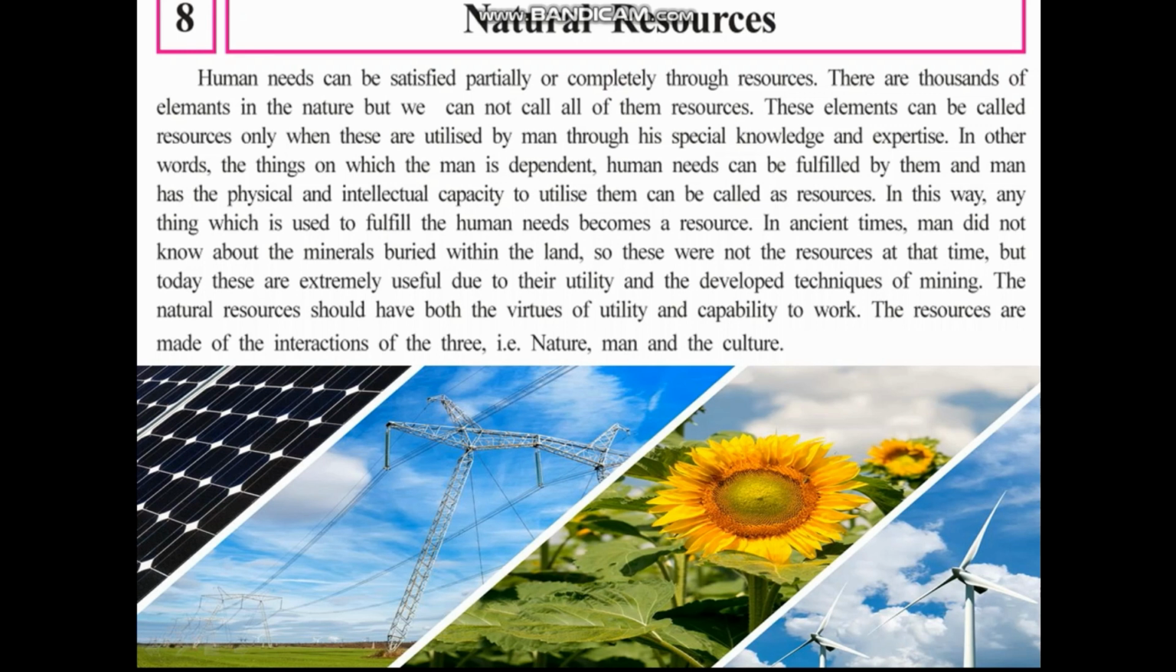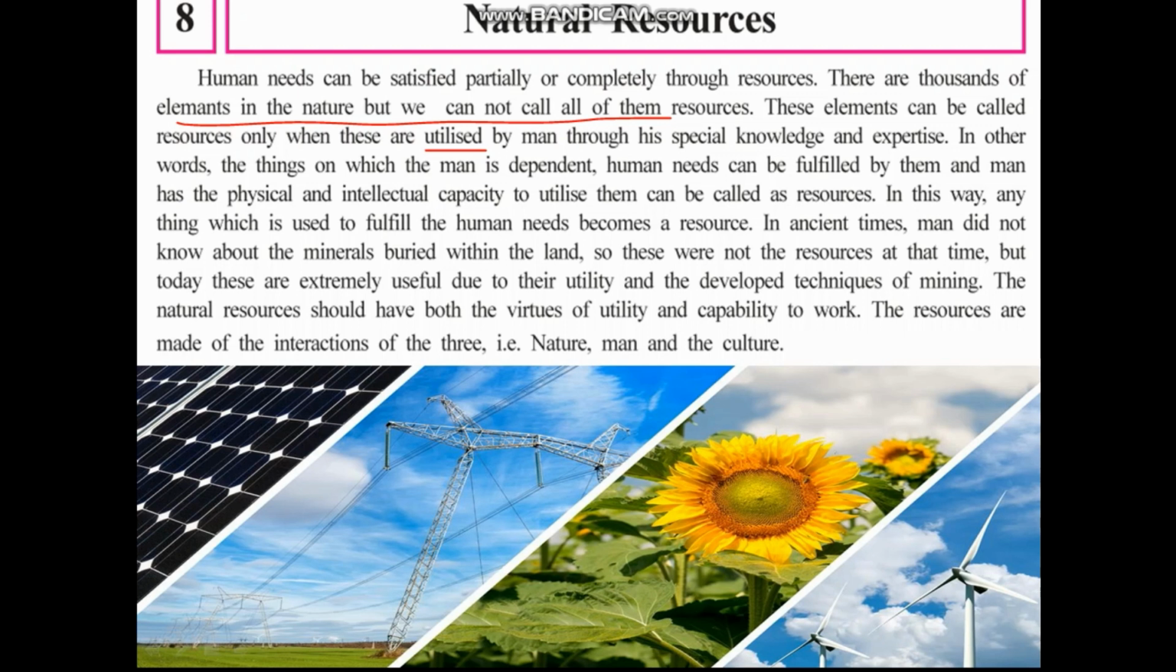Human needs can be satisfied partially or completely through resources. There are thousands of elements in nature, but we cannot call all of them resources. See, this is a very important line. We cannot call all of them resources, meaning all the things available in nature cannot be termed as resources. These elements can be called resources only when they are utilized by man through special knowledge and expertise. When we use those resources by our knowledge, then only we can call it a resource.